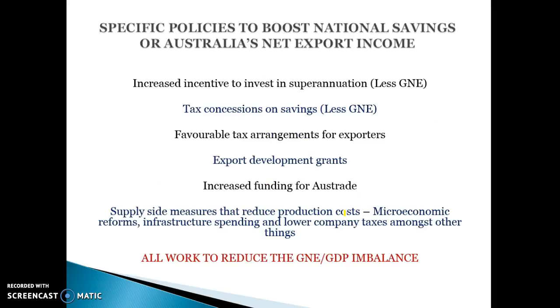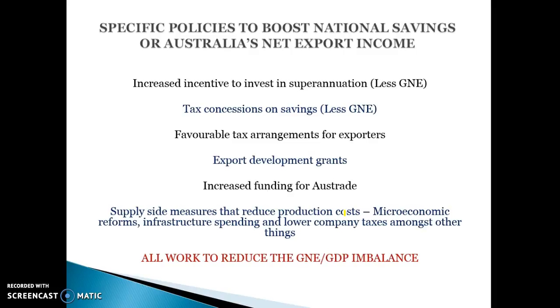Right, here are some examples of things that will either boost national savings or help to boost our share of world income. So the first one, increased incentives to invest in superannuation, about trying to save money for the future and increase national savings. Tax concessions on savings, again, trying to encourage people to save money because they're going to pay less tax on the interest on their savings. Again, trying to increase our national savings.